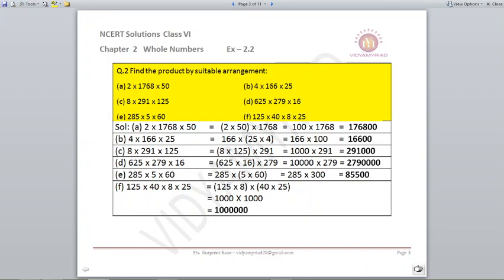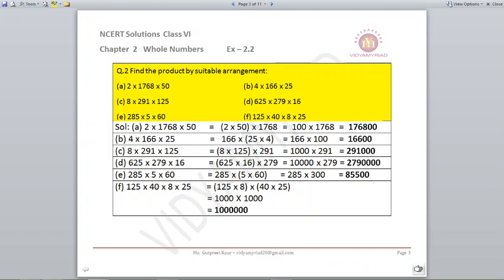D part, 625 multiply by 279 multiply by 16. Now here it is 2 digit and 3 digit. You need to see and check what can be the answer. Now here let me just try my hit and trial method. I cannot do 625 multiply by 279 as a pair. Both are 3 digit. Calculations will be difficult. So I can make my pair 625 multiply by 16, or I can make it with 279 multiply by 16.